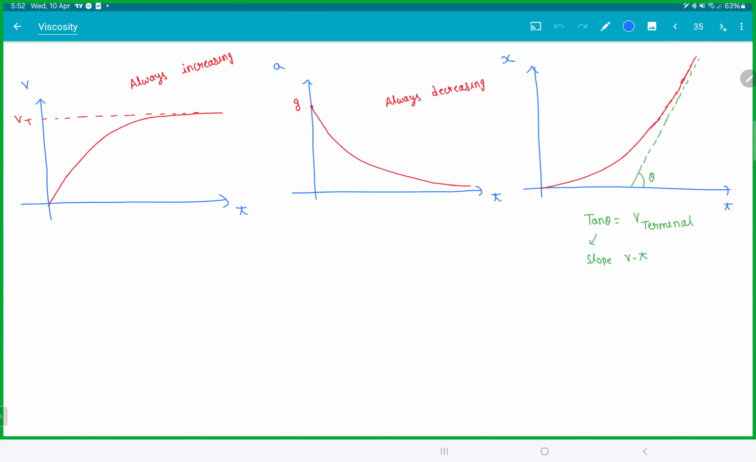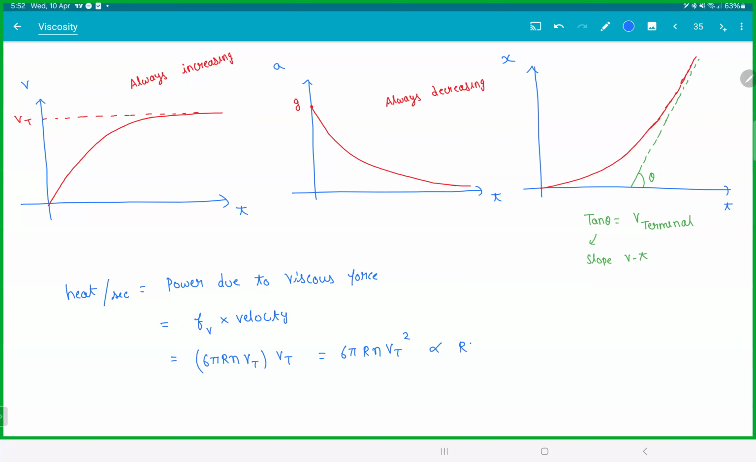Now, there's one thing I asked you. Heat produced per second. Heat produced per second is nothing but power due to viscous force. The only dissipating force here is viscous force, which is nothing but F viscous into velocity. So this is 6 pi r eta v terminal into v terminal. So this would be 6 pi r eta v terminal square. So this is proportional to r into v terminal square.